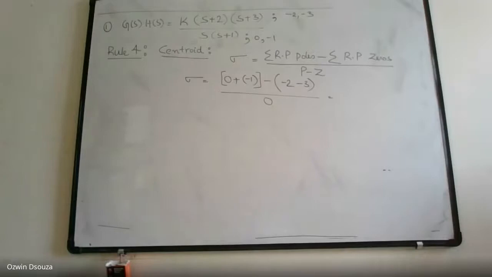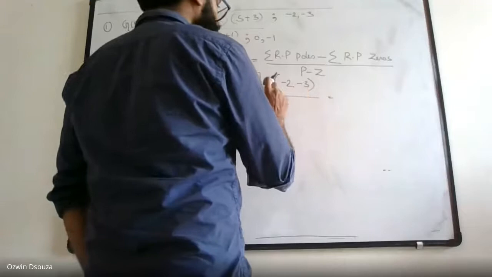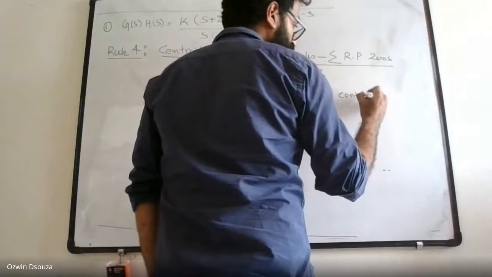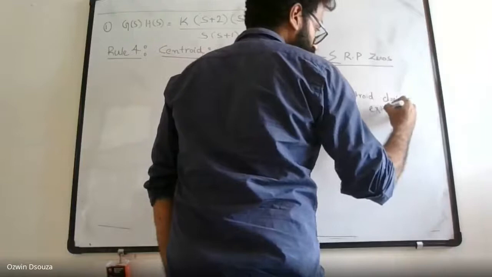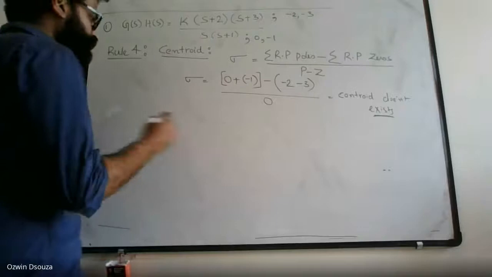So basically, the centroid for this particular problem doesn't exist, because you will have something like minus 2 minus 3, which is minus 5, minus 5 into minus 1 plus 5. Okay. So basically, that is divided by 0. So basically, the centroid doesn't exist. It's a very interesting problem in which you will not have any centroid. If you don't have any centroid, then you will not be able to draw the asymptotes basically. So you will get kind of peculiar asymptotes here.